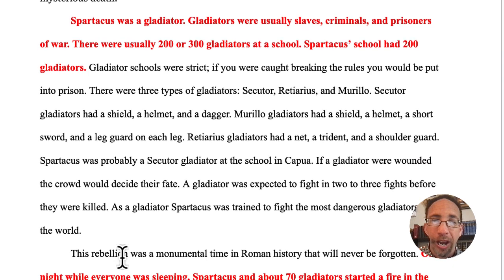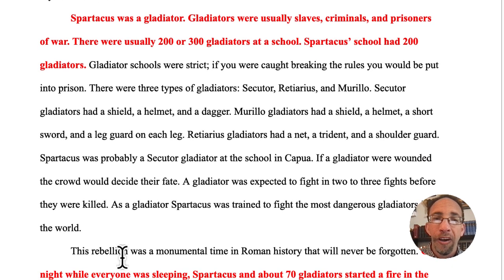And then the next paragraph, he chose the first couple of sentences. Spartacus was a gladiator. Gladiators were usually slaves, criminals, and prisoners of war. There were usually 200 or 300 gladiators at school. Spartacus's school had 200 gladiators. So you see, that's actually three sentences because his sentences are super short and kind of choppy, but it kept all the information that he thought was essential from that paragraph.